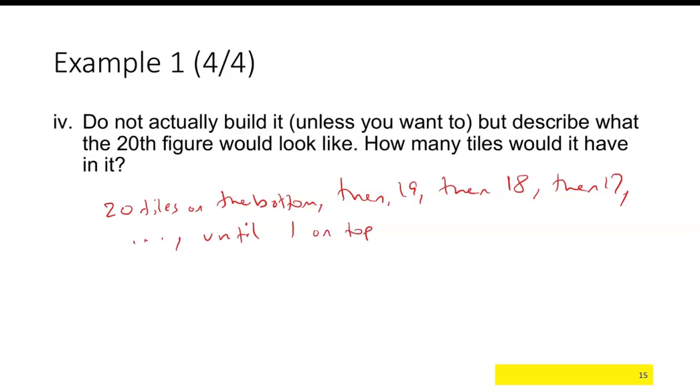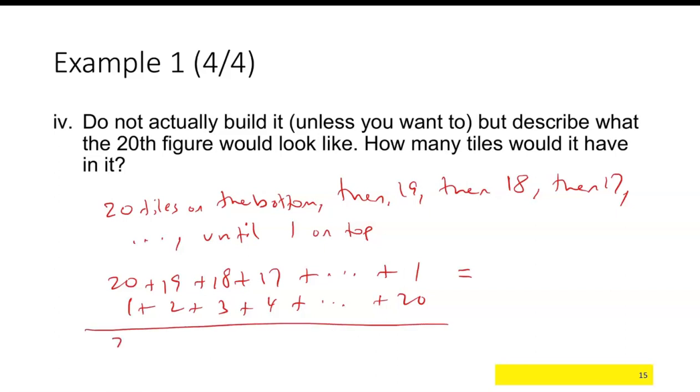In terms of the number of tiles, that would be 20 plus 19 plus 18 plus 17, all the way down to plus 1. As far as counting that, if you recall from previous lessons, what we can do is reverse this: 1 plus 2 plus 3 plus 4. And if we add this column-wise, that'll be 21 plus 21 plus 21 plus 21. So basically, it's 20 of these 21s. And then since we wrote that sequence twice, we need to divide by 2 to get to the original size. So 20 divided by 2 is 10. 10 times 21 is 210 tiles.